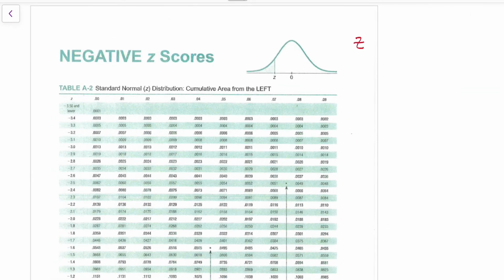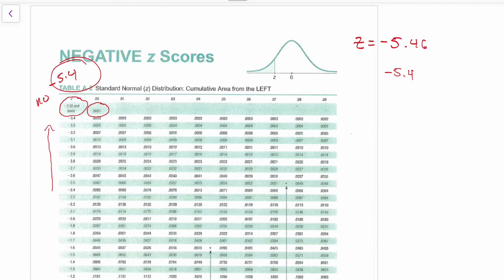Here, I notice I want my z-score to be negative 5.46. So what I want to do is look at the negative 5.4 row on my chart. If I start to look up, I notice there is no negative 5.4 value. So what do I do? If I look at this very top z-score, it says, what if I have negative 3.5 or lower? And it turns out that if our z-score is low enough, I don't have to look for anything.